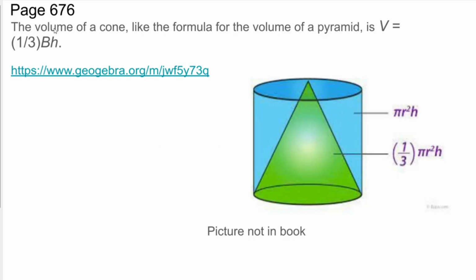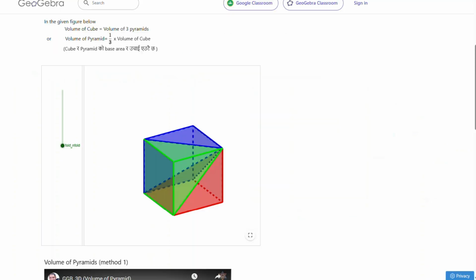So the volume of a cone, like the formula for the volume of a pyramid, is volume is 1/3 base times height. Now what's different is that there's a 1/3 in front of there. So I have this little animation to show you.